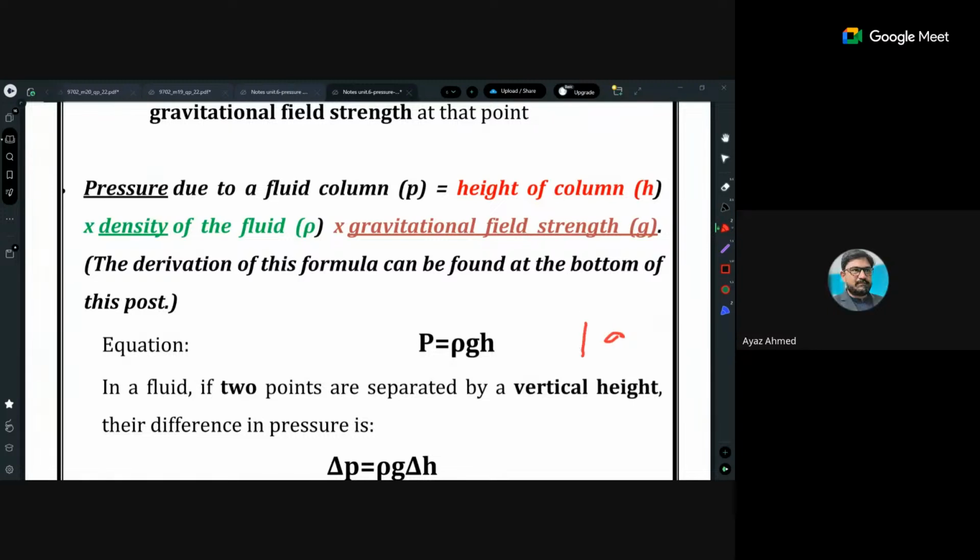So when you have more water above your body, what do you have? You have more pressure. Got it, sir. Is it clear to everybody?